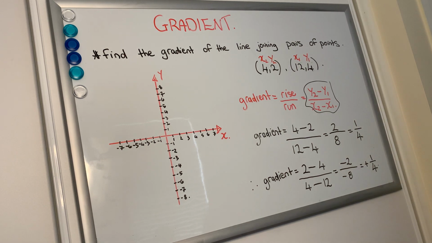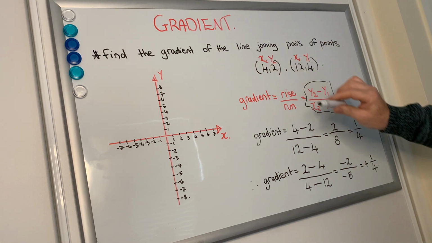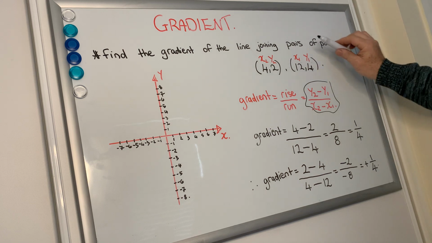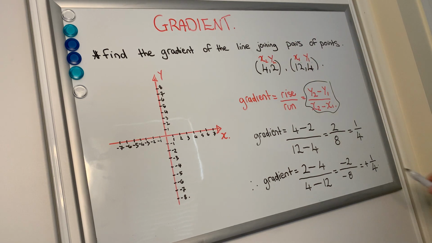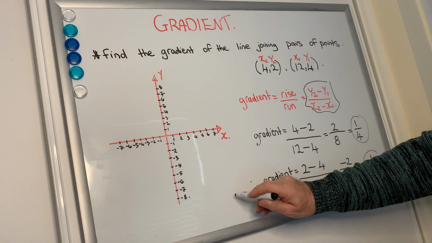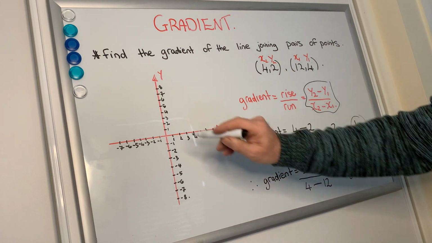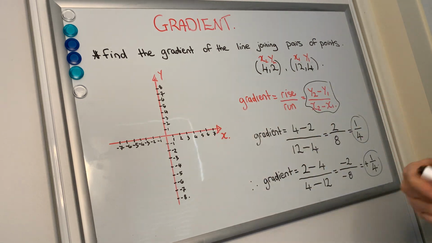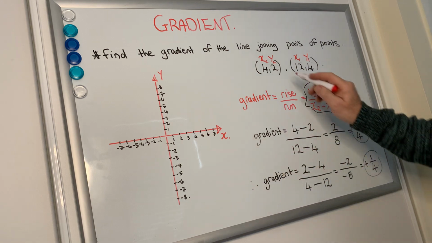So it makes no difference. If ever you were confused and not too sure which one was x2, y2 and which one is x1, y1, it makes no difference. They cancel out anyway, so we get the same result. So this is a positive gradient. Let's have a look, we can actually plot this. So we've got 4 and 2.